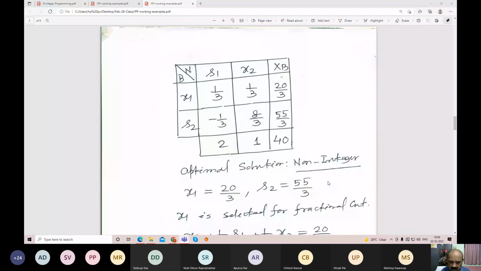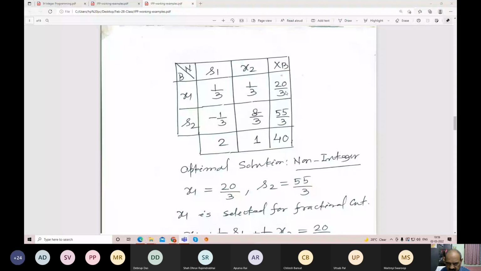Now this is also optimal. Optimal means all the indicator row elements are positive. Optimal solution, what is x1? 20 by 3. It is non-integer. Then S2 also non-integer, 55 by 3. 20 by 3, fractional part is 2/3. 55 by 3, fractional part is 1/3. So whichever has the largest fractional part is selected. So x1 is selected because it has the largest fractional part.